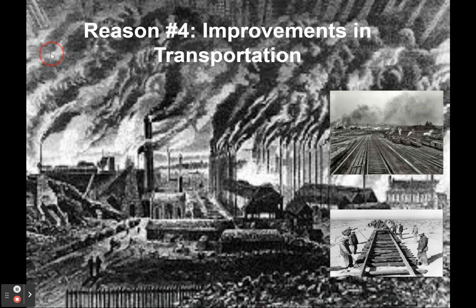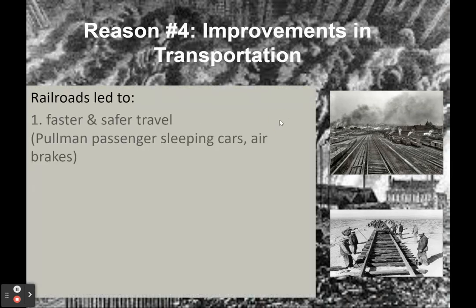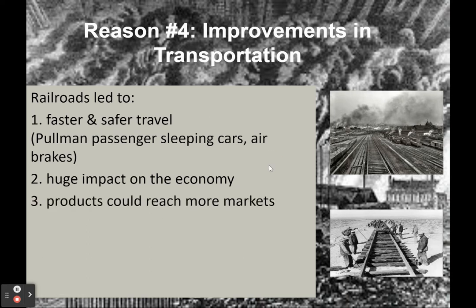Continuing on with improvements in transportation, railroads led to faster and safer travel. They had Pullman passenger cars where you could sleep in them, and air brakes, which allowed them to stop more efficiently and effectively. This had a huge impact on the economy because not only were you transporting goods, but now you're transporting people. So you have the travel industry starting. Products could reach more markets.